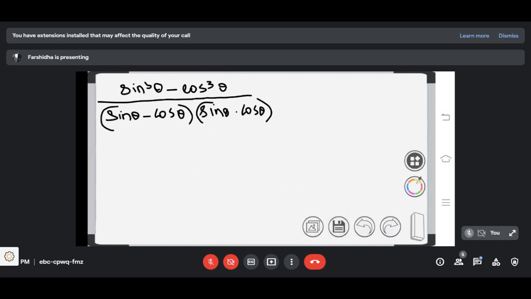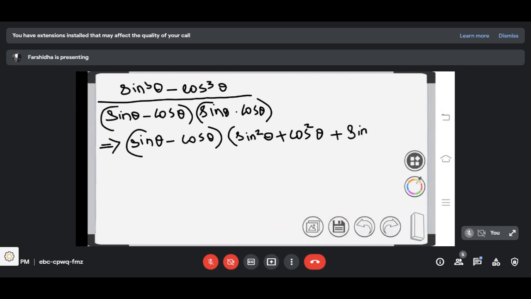So this is what you got now. Sine cube theta minus cos cube theta divided by sine theta minus cos theta into sine theta cos theta. Now we're gonna apply the identity to the numerator. So the answer will be x cube minus y cube is x minus y. So x is sine theta, y is cos theta. X minus y means sine theta minus cos theta. Then x square plus y square, sine square theta plus cos square theta, plus xy, sine theta into cos theta.